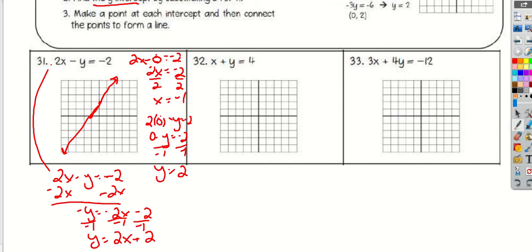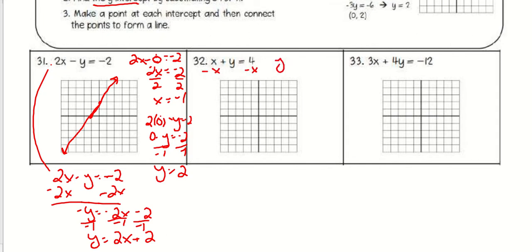And then we're going to graph the slope of 2. So we're going to go down the left, down 2, left 1, and keep going on. Same thing here. I could subtract the x from both sides. I come up with an equation. And remember, one tip here is always try to put the x first because that's in y equals mx plus b form. So it's a little easier to read.